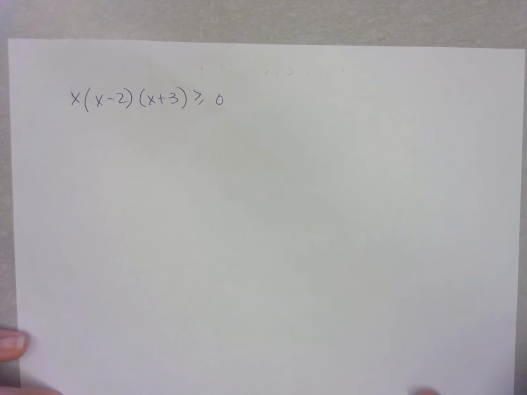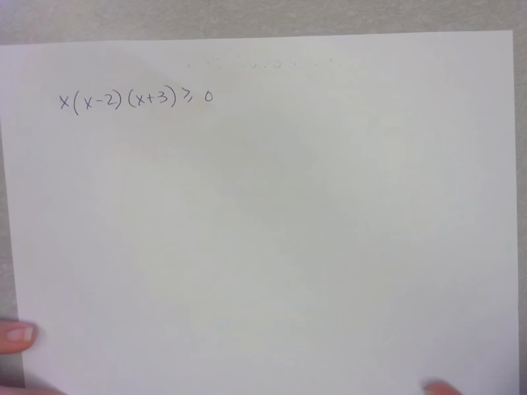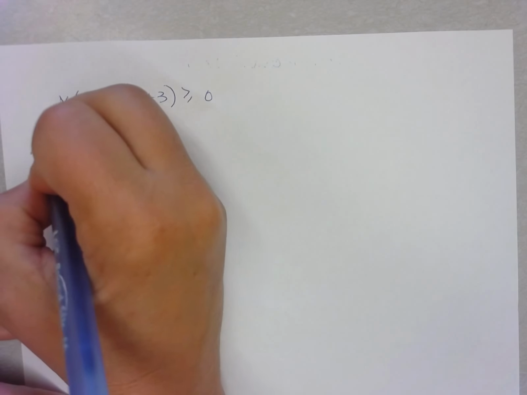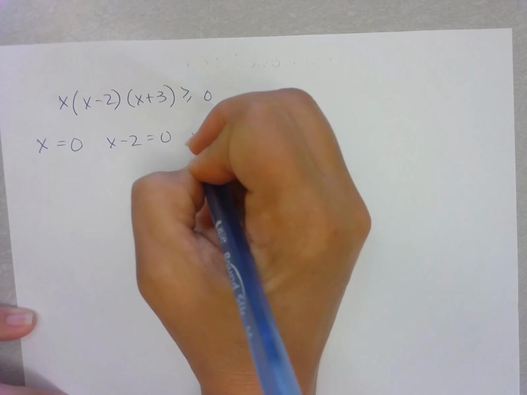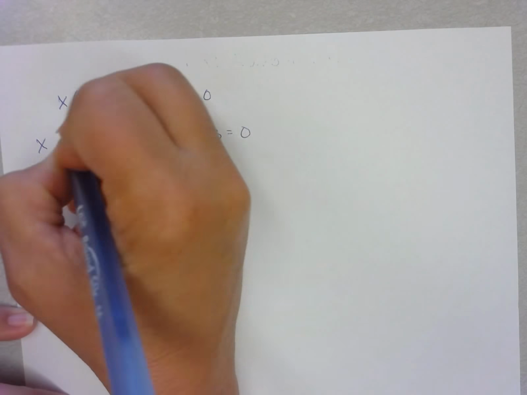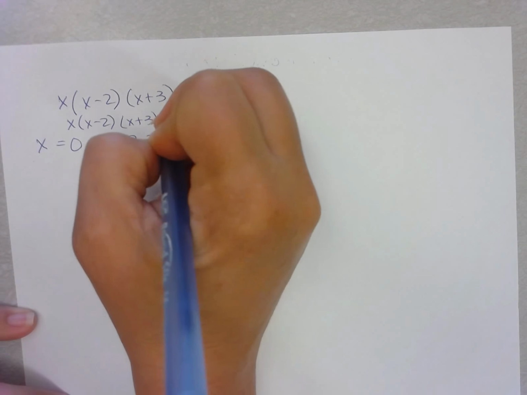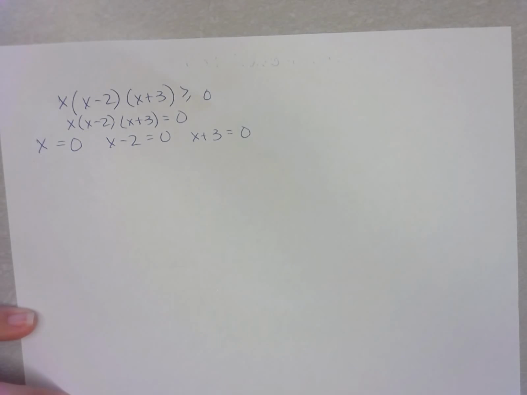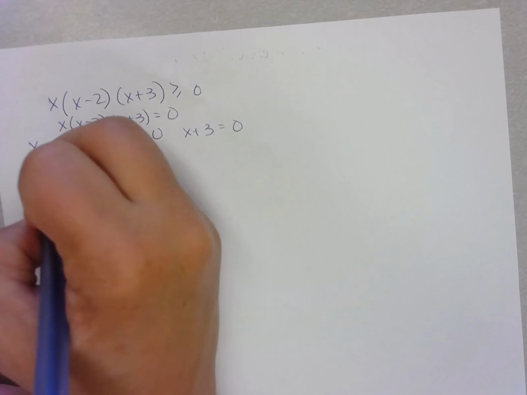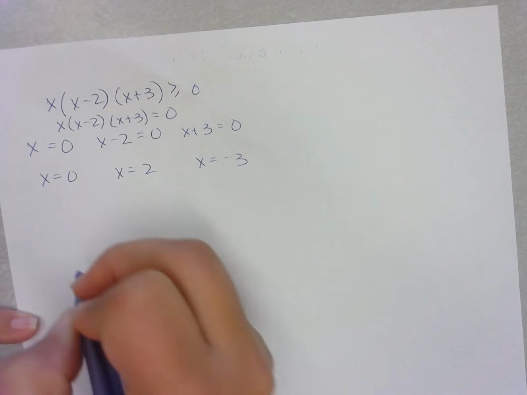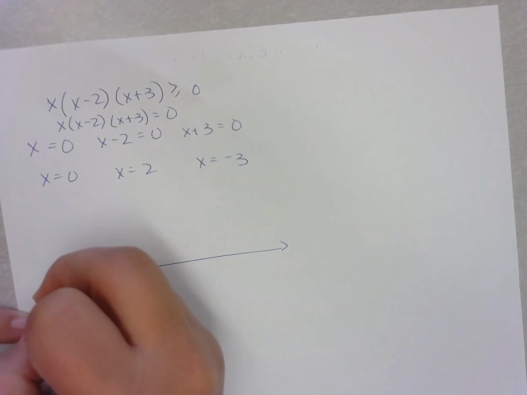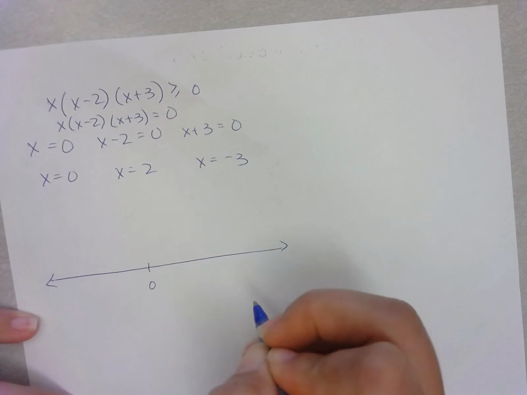It's exactly the same procedure as the quadratic. We first find the zeros. So we have x equals 0, x minus 2 equals 0, and x plus 3 equals 0. We're technically solving this. We're looking at where this is true first. This gives me x is 0, x is 2, and x is negative 3. So I'm going to put these on my number line. I'll put my 0 here first.